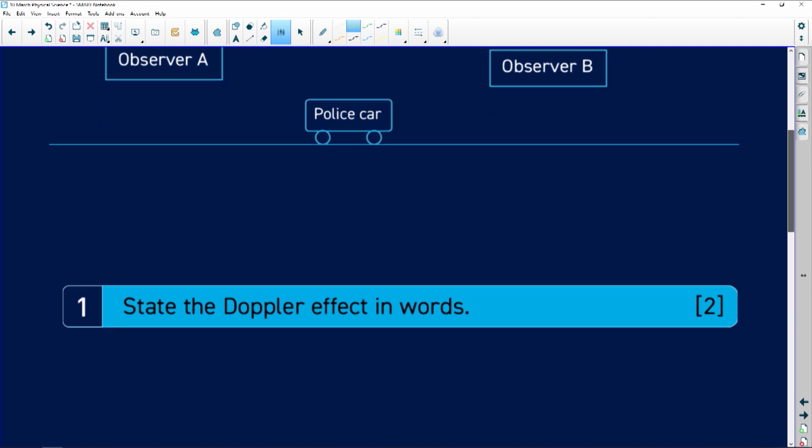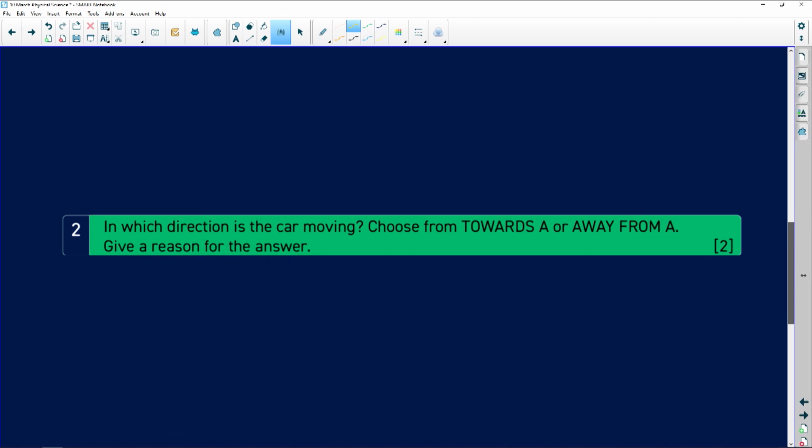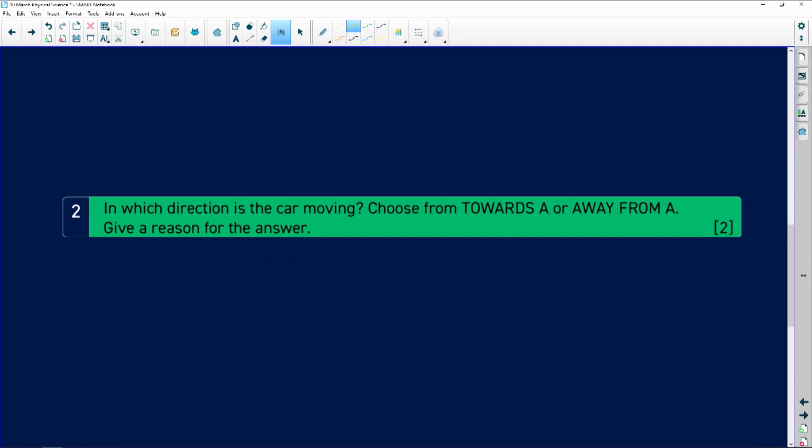State the Doppler effect. We're going to skip that because you're going to learn that off by heart for me, and you're going to get full marks for that. In which direction is the car moving? Choose from towards A or away from A and give a reason.